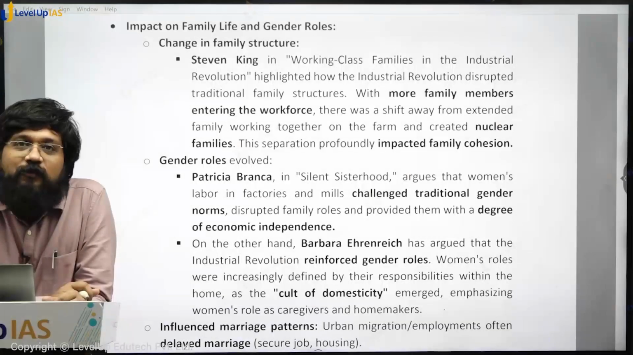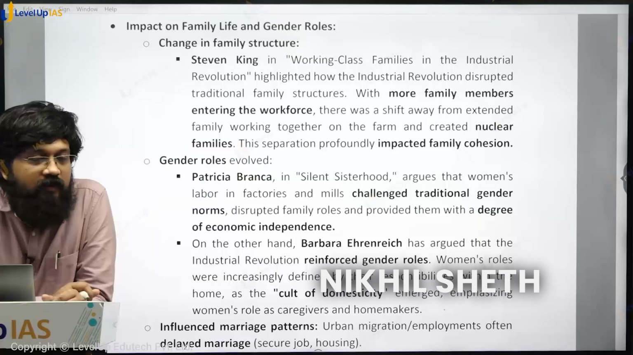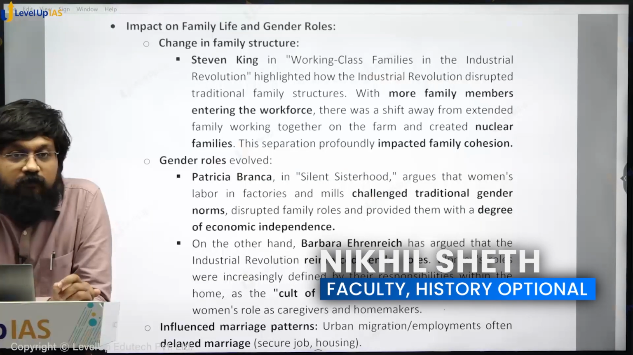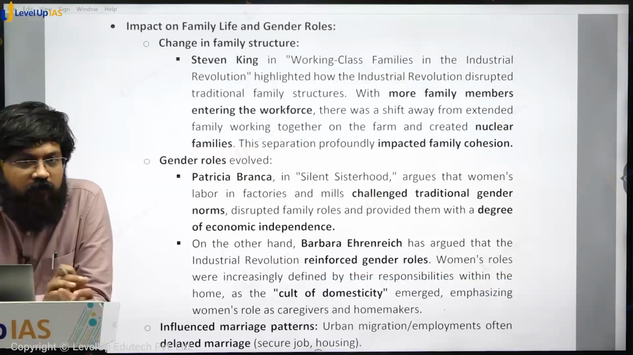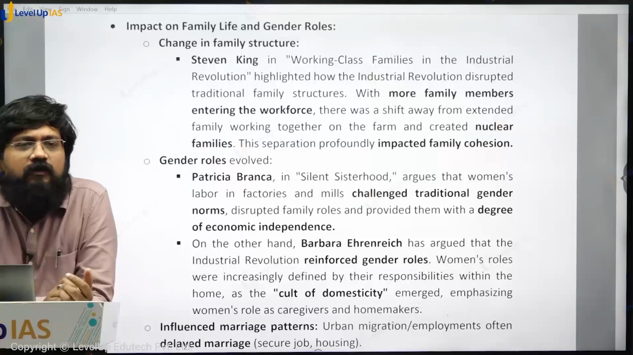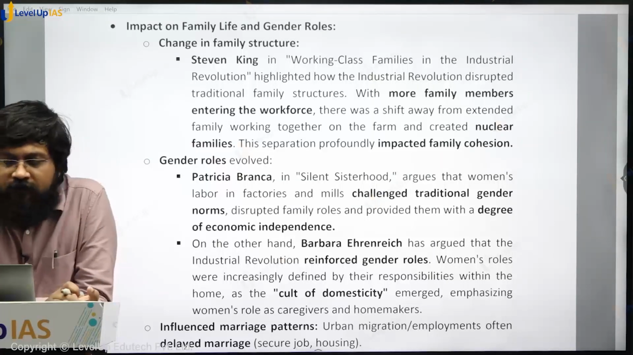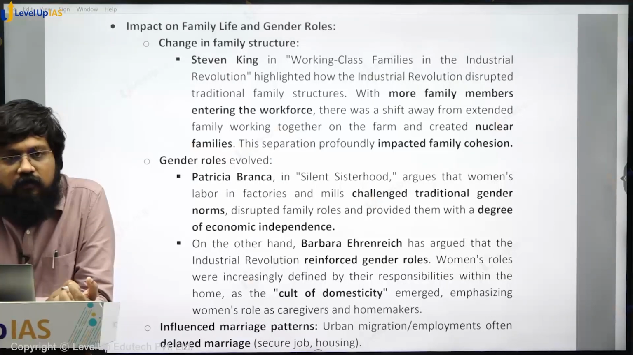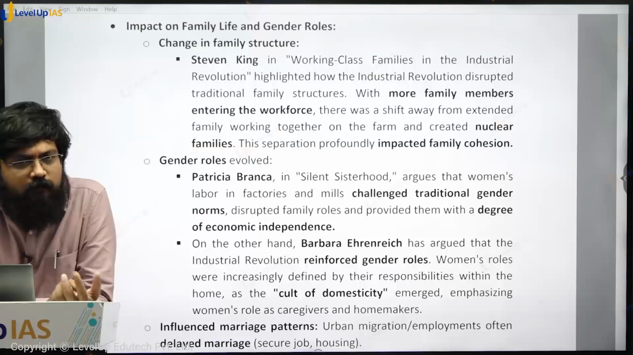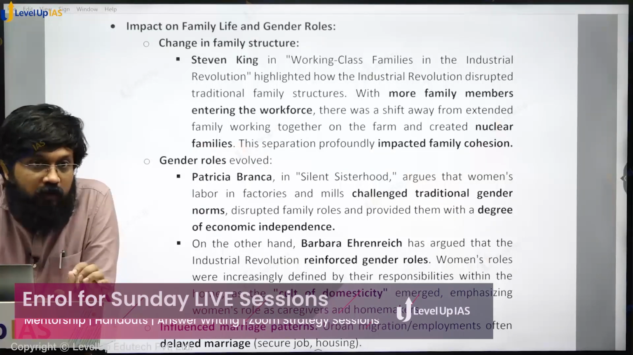Okay, so we are looking at the consequences of the British Industrial Revolution, which are actually general consequences, but the examples we take are from Britain. And within that, we have covered almost all of them, more than half of them. And right now, we're at social consequences.